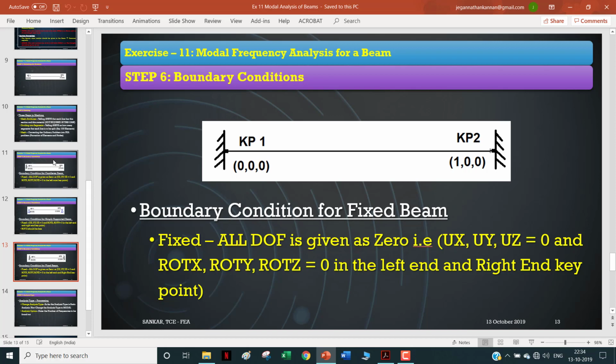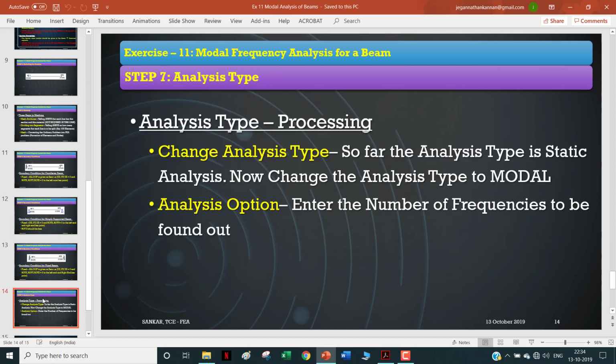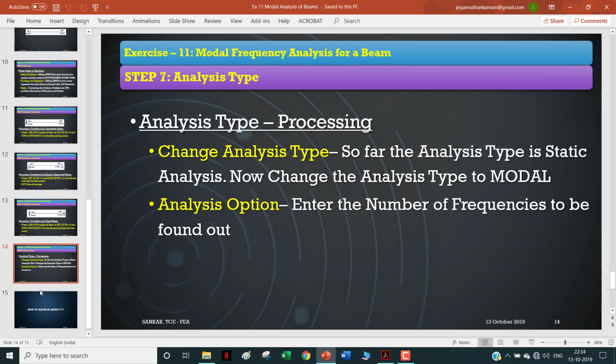So I am going to solve pretty much 3 problems separately. One as cantilever beam, the other as simply supported beam, and the other as fixed beam, right? And one more thing that you have to do here, which we have not done earlier, is that you have to change the analysis type. So far the analysis type is static, so we have not changed it to anything. Now we have to change the analysis type to modal, and under the analysis options you have to determine how many frequencies are to be calculated by ANSYS, right? You can calculate n number of frequencies, but as I already told you in the problem definition, I am going to see only the first 50 natural frequencies using ANSYS, but I am going to compare only the first 5 natural frequencies with the theoretical calculation.